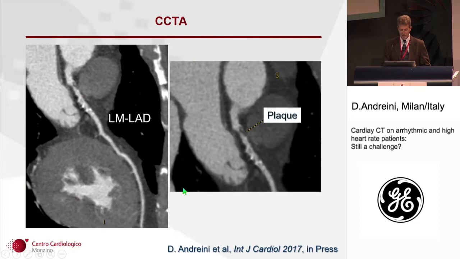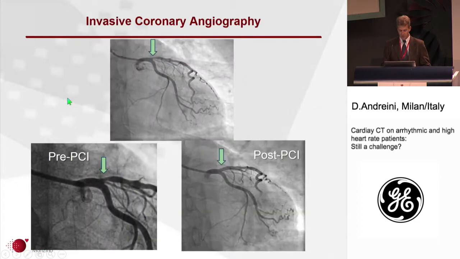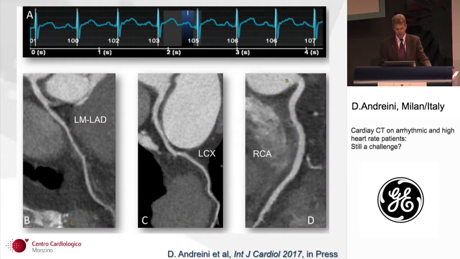But apart from these values, we have a good image quality with detection of this severe lesion in the ostium of the LAD that was confirmed by the invasive assessment. You can see here the data, and treated by PCI. Another example, 105 BPM, good depiction of all coronary arteries free from motion and a rule out of significant stenosis.